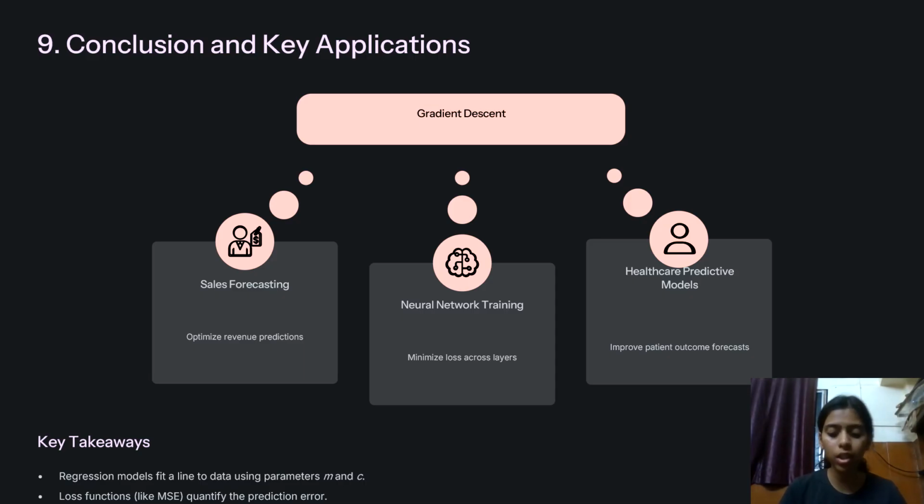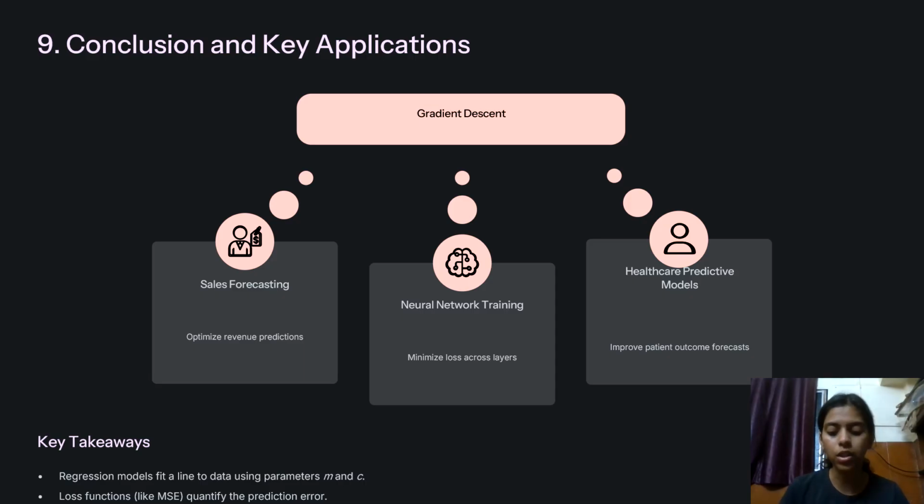The key applications include sales forecasting, neural networks, healthcare. Anywhere a machine is learning from data, gradient descent is probably running under the hood.